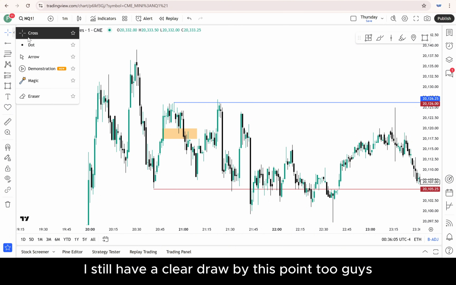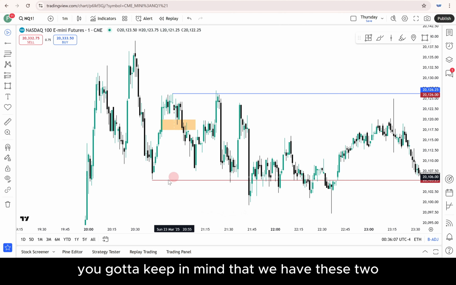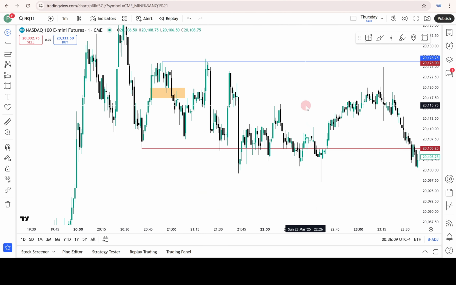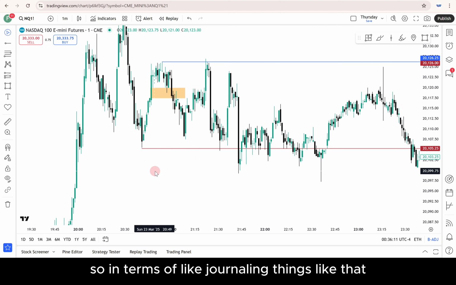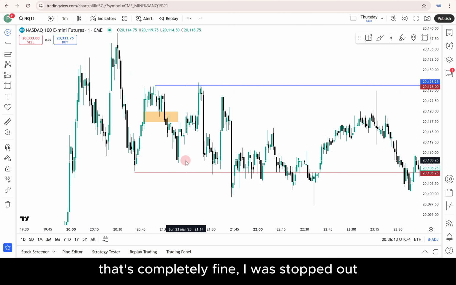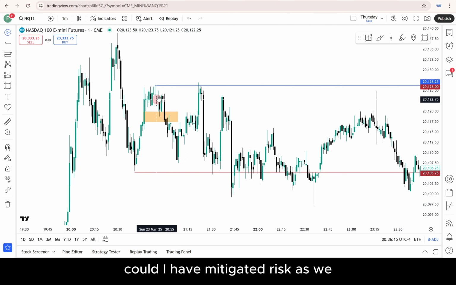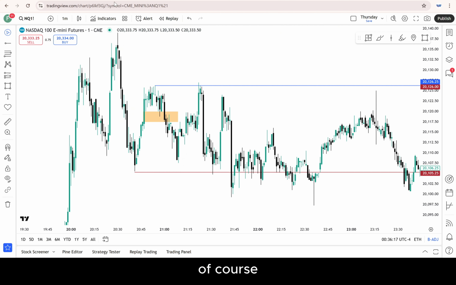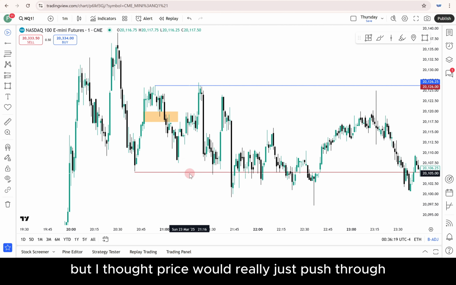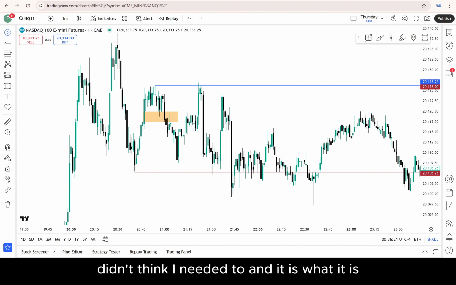By this point too, guys, you've got to keep in mind that we have these two relative equal lows. So in terms of journaling and things like that, that's completely fine. I was stopped out. Could I have mitigated risk as we traded towards this low? Of course, but I thought price would really just push through. Didn't think I needed to, and it is what it is.